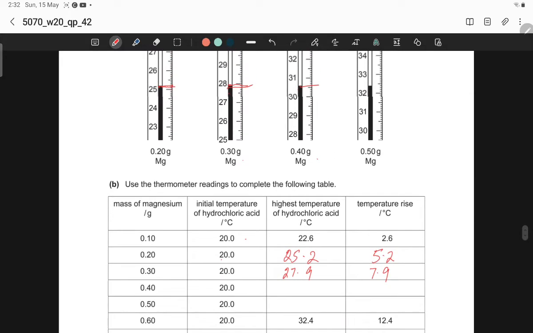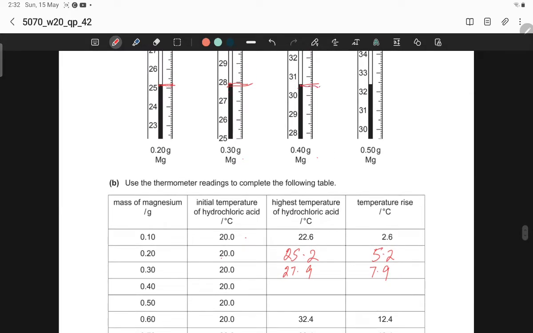Third reading is 30.6 and the difference is 10.6, and the last reading is 32.4 and the difference is 12.4.